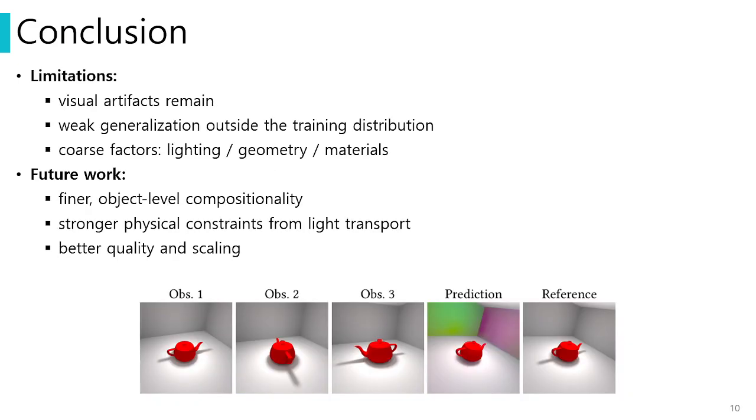To conclude, this paper gives a structured way to think about neural scene representations, but there are clear limitations. First, the results still have visual artifacts. Second, the model does not always generalize well. Third, the representation is still coarse. It separates lighting, geometry, and materials, but it does not yet support fine object-level editing.